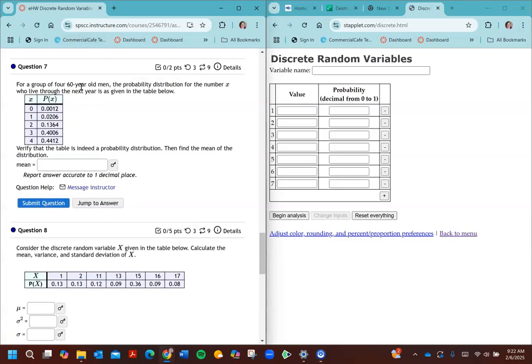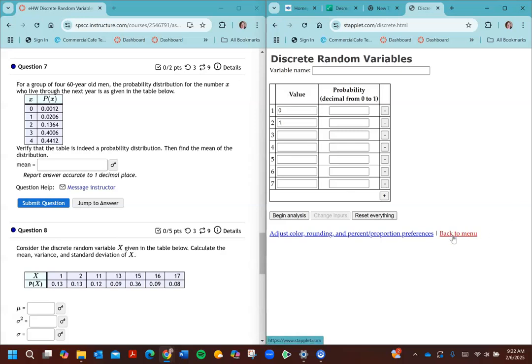So the first problem here is for a group of four 60-year-old men, the probability distribution for the number X who live through the next year is given in the table below. So I'm going to just type the values in there. So I have 0 down through 4 in the left column for the value.